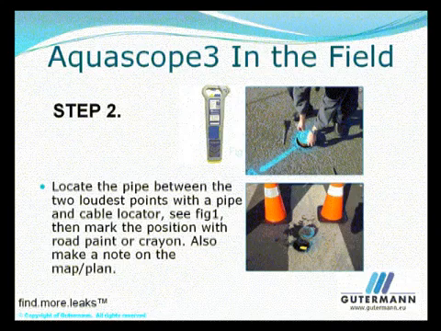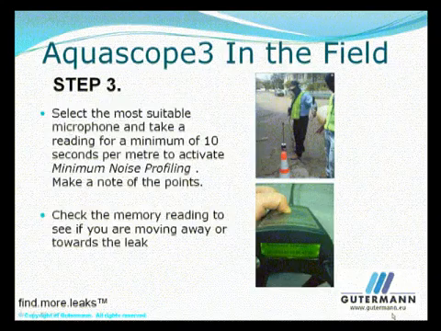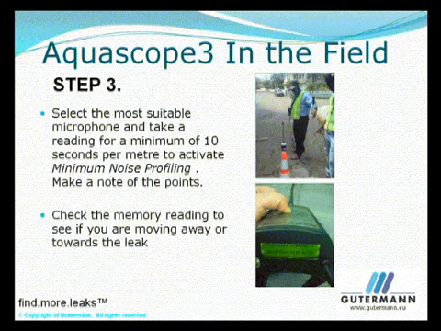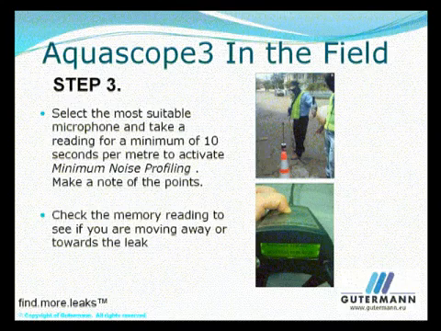Locate the pipe between the two loudest points using a pipe locator. Pinpoint the leak position by following the path of the pipe you've located with the ground microphone. Take a reading every 700 millimeters for a minimum of 30 seconds at each point. You may need to use filters for quiet leaks or busy areas.